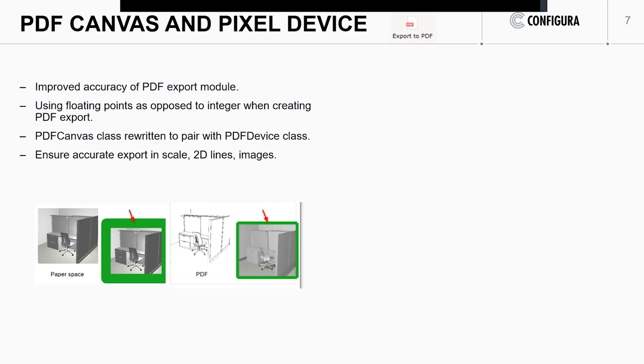the left side is on the paper space and the right side is on the exported PDF. You can see that the border shrinks. It should be wider, but the exported PDF has a narrower green border. So this is fixed with the new changes.